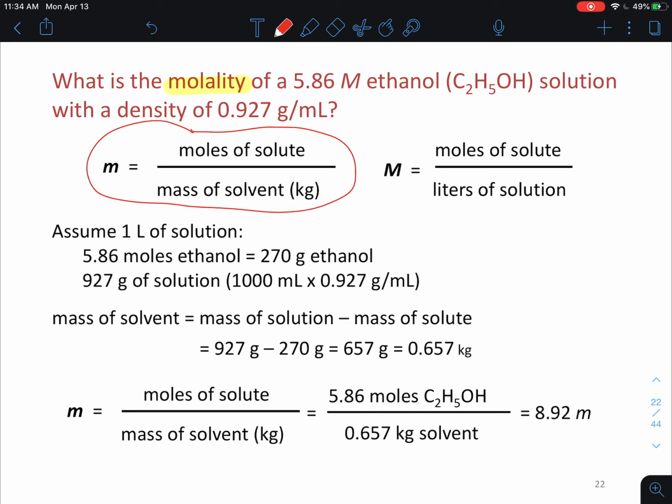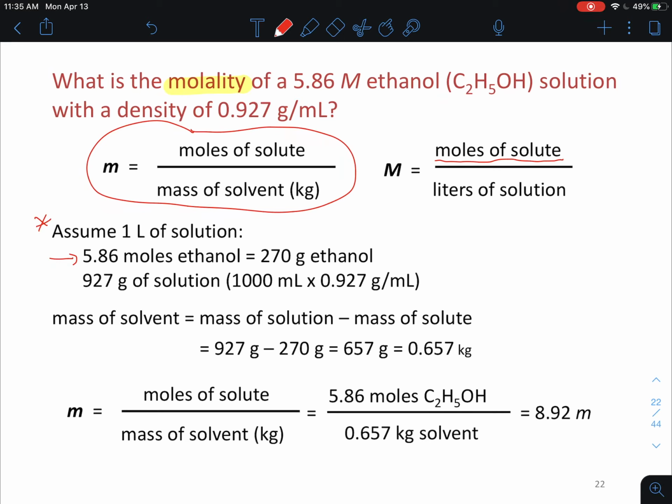In the numerator, we want moles of solute. So that's taken care of, right? Molarity, the numerator, is also moles of solute. So it'll always be true that whatever's in the numerator of molarity will also be in the numerator of molality. So the first thing that we want to do to take advantage of the information we have is assume that we have 1 liter of solution, because then we can directly translate the molarity into a number of moles.